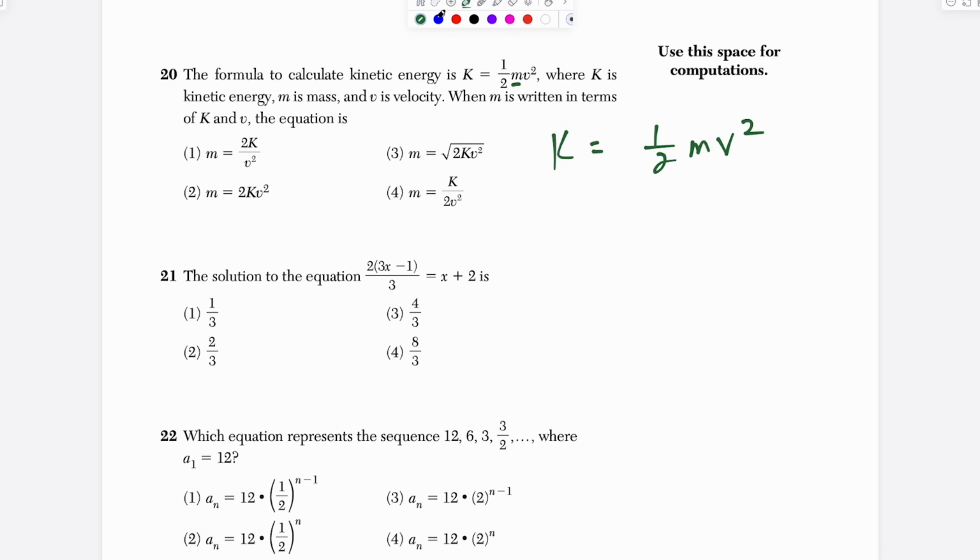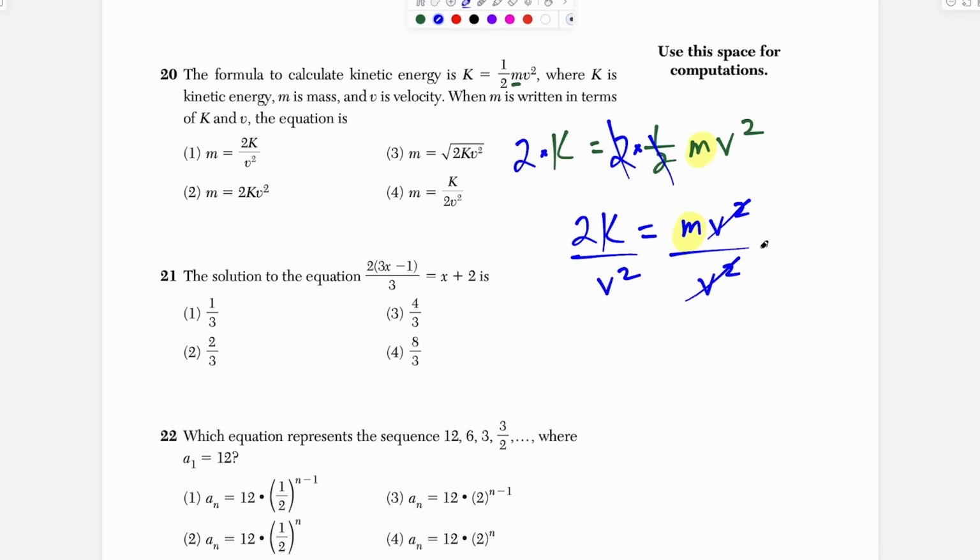To get rid of 1/2, we could multiply both sides by 2. So if I go times 2 on the left and times 2 on the right, 2 over 2 cancels. So now I would have 2K equals mv squared. And our goal is to solve for m. So I'm just going to do more algebra to get m by itself. So we have m times v squared. So we would divide both sides by v squared to get m alone. So now we have v squared over v squared canceling. And this tells us that m is equal to 2 times K over v squared. And this is going to match up with choice 1.